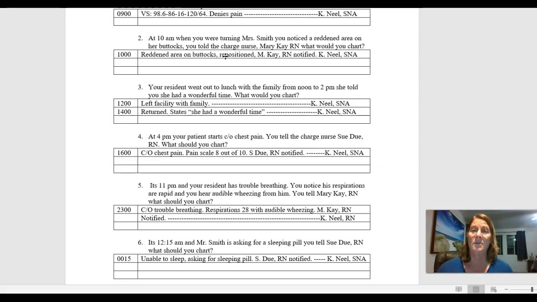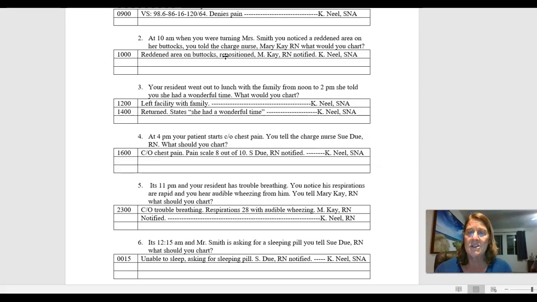Now, there are always other things I could have charted or done. I could put that I put the head of his bed up, because when someone's having trouble breathing, putting the person in a Fowler's or high Fowler's position is sometimes very helpful. I could have checked an oxygen saturation level. That would have been nice. But for what I gave you for this little vignette, just the complaints of trouble breathing, respirations 28 with audible wheezing noted, MK RN notified, and then my first initial, last name, and I put RN this time, but if I was a CNA student, it would be an SNA.